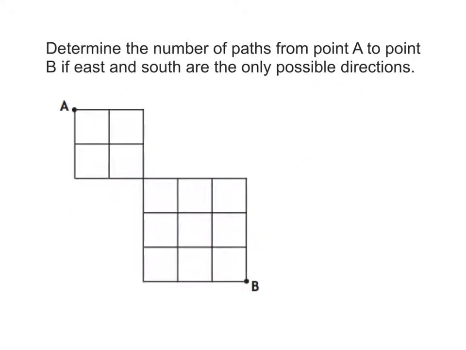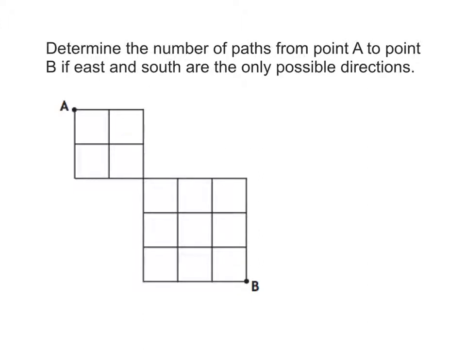So if we have a look at this one, similar question, determine the number of pathways from point A to point B if east and south are the only possible directions. I think that's the exact same instruction as the first one, but the diagram looks a little different. So I want to show you again both ways to do it. If we're going to do the factorial way, the permutations, we need to break this down into two problems because there are two rectangles there.